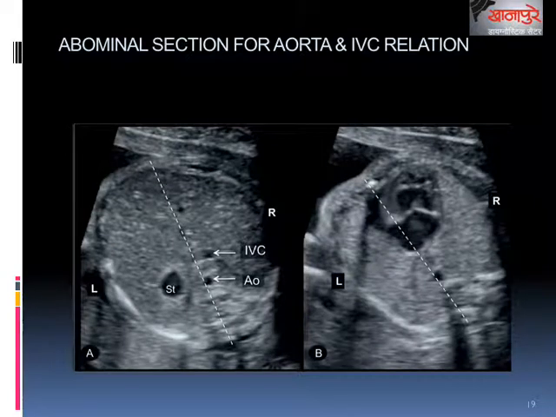C for aortic location on the right or left side of the midline. If it is present on the same side as the inferior vena cava, it is abnormal, called juxtaposed inferior vena cava.